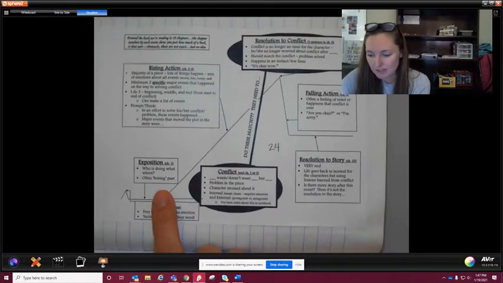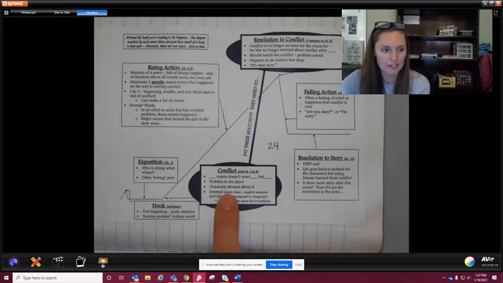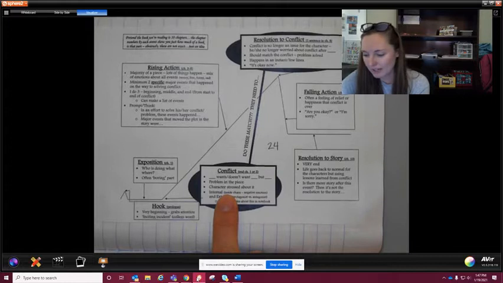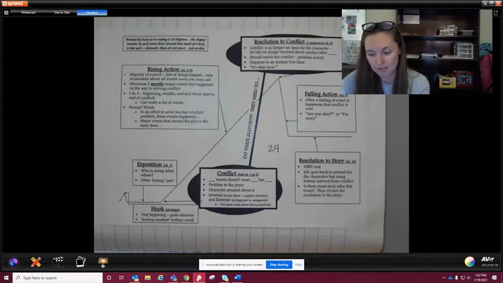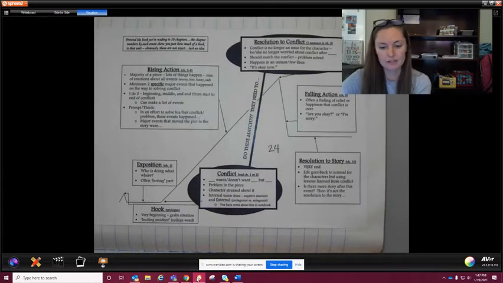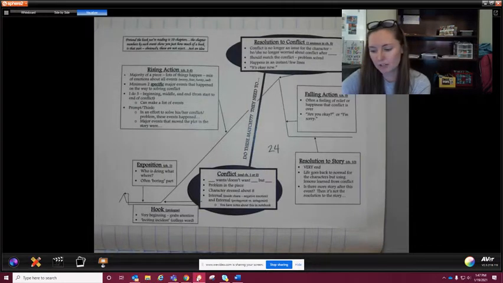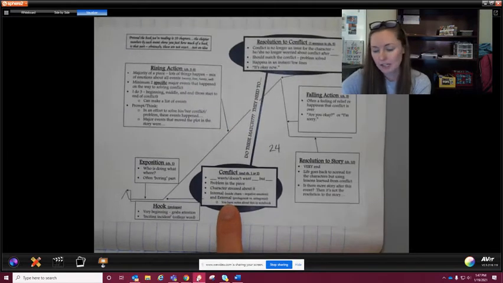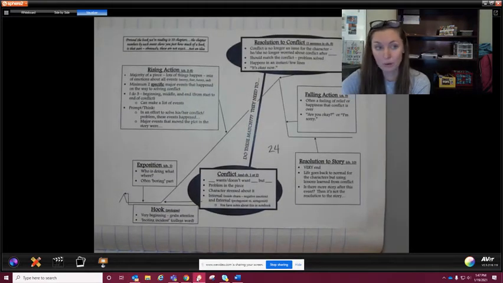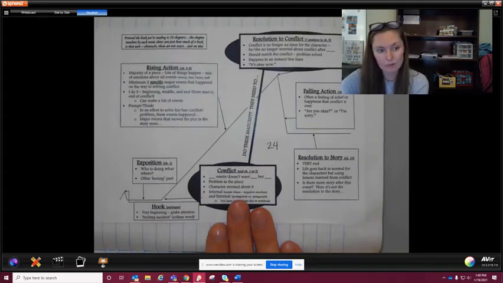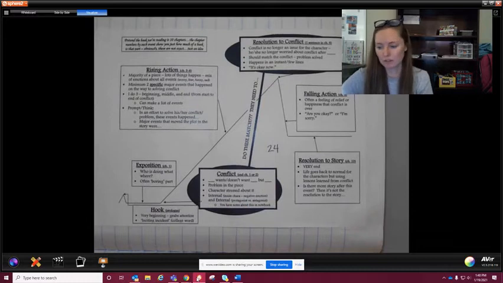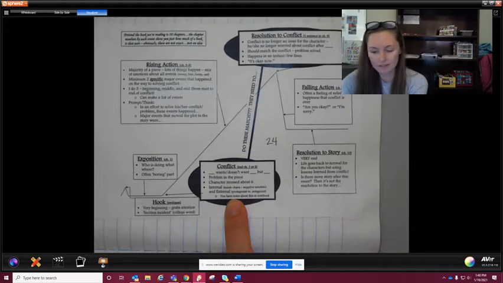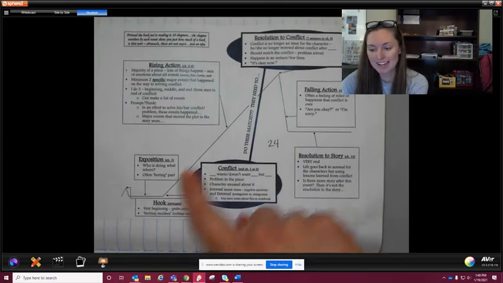Then, after you have the exposition, it comes to the conflict. The conflict is the problem in the piece. This is what the character is stressing about, what's happening to that character. It could be an internal conflict, or an external conflict. It could be both, honestly. But anyway, you have the conflict, and the conflict is what makes the story go. So after you have this conflict, then we start to realize what the rising action is.